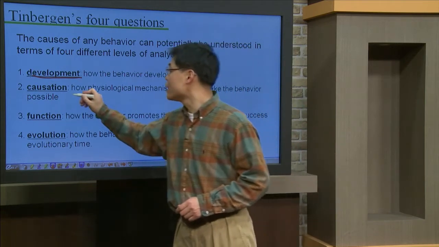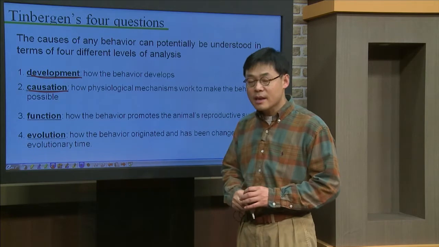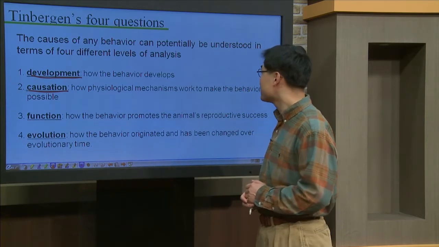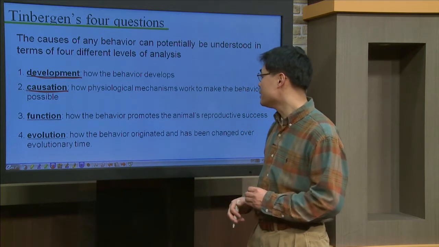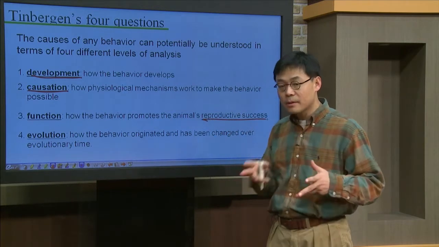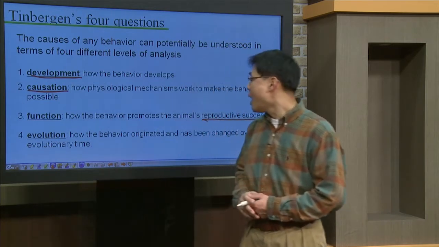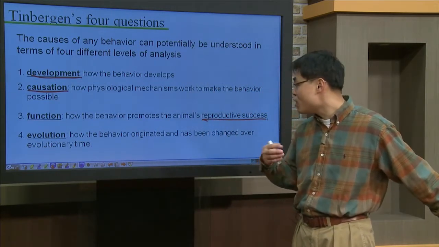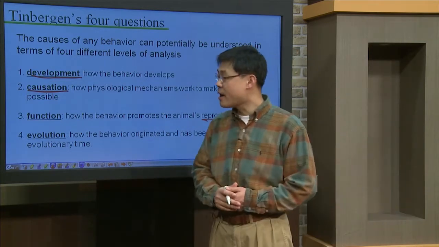And the second is causation, which is how physiological, or these days molecular, mechanisms work to make the behavior possible. And third, the function. That's how the behavior promotes the animal's reproductive success and survival. And fourth, the evolution: how the behavior originated and has been maintained and changed over a long time, meaning evolutionary time.